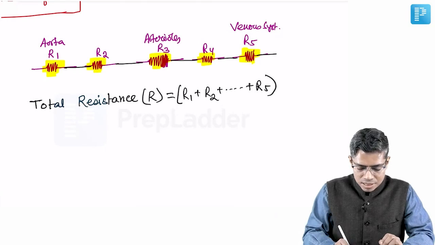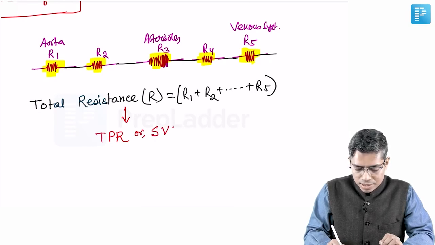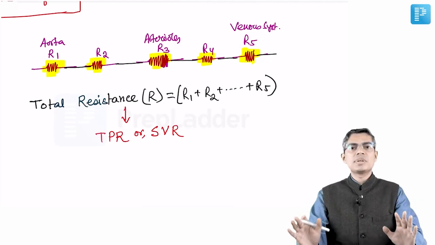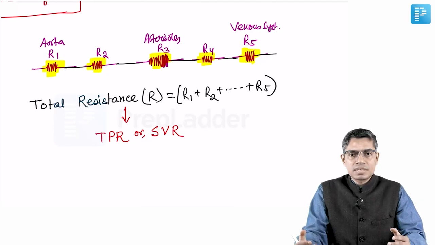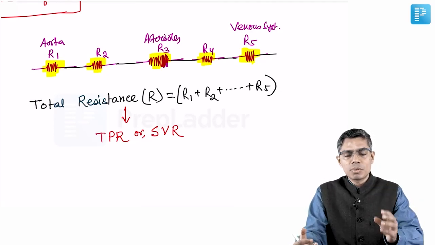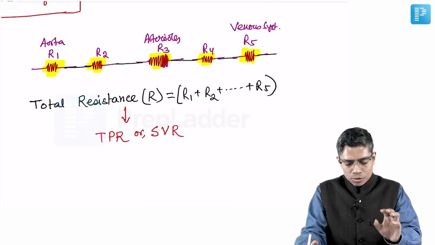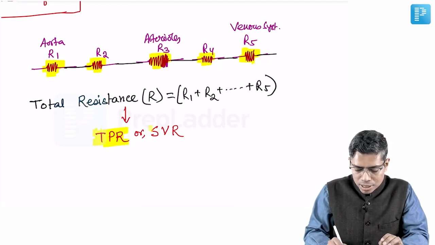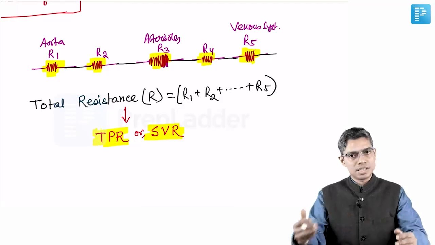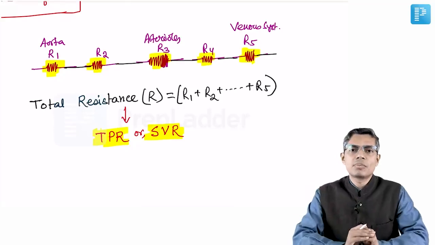Then this total resistance is known as TPR, total peripheral resistance, or systemic vascular resistance. Getting my point? From the name, total peripheral resistance, you are adding up the resistance of all the peripheral vasculature starting from the aorta up to the level of the venous system, but you are not adding the resistance of the pulmonary circulation. So that is the meaning of total peripheral resistance, or TPR, which is also known as systemic vascular resistance. It is calculated by adding up the resistance of all the vessels.